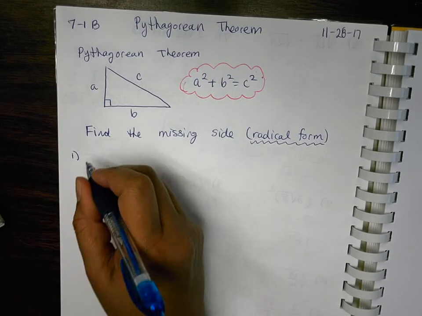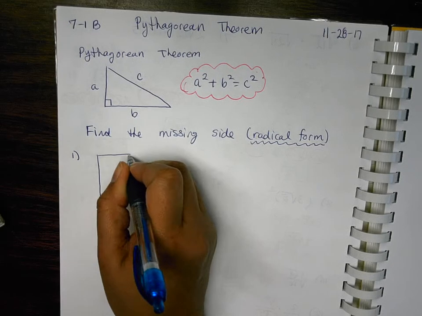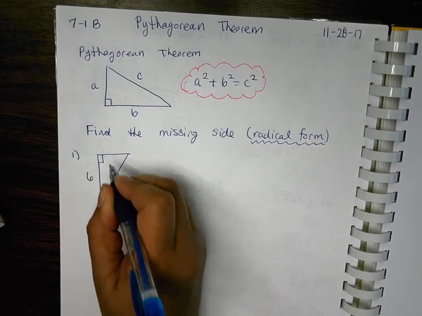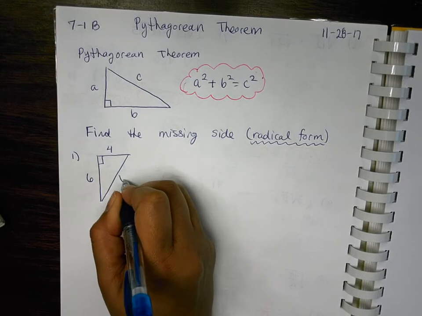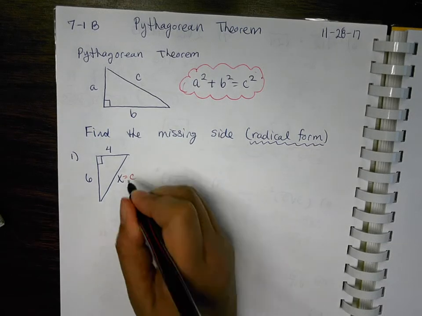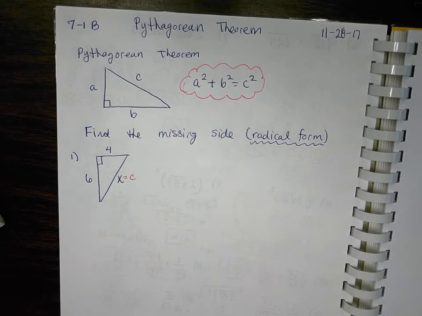All right, number 1, let's draw our picture. I'm going to label this leg here as 6, this leg here as 4, and the hypotenuse as x. Okay, does it matter which one you call A or B? No. Does it matter which one you call C? Yes. Which one is C in this case? X. How do we know that? Because it's missing. How do we know it's C though and not A or B? Because C is always the hypotenuse.